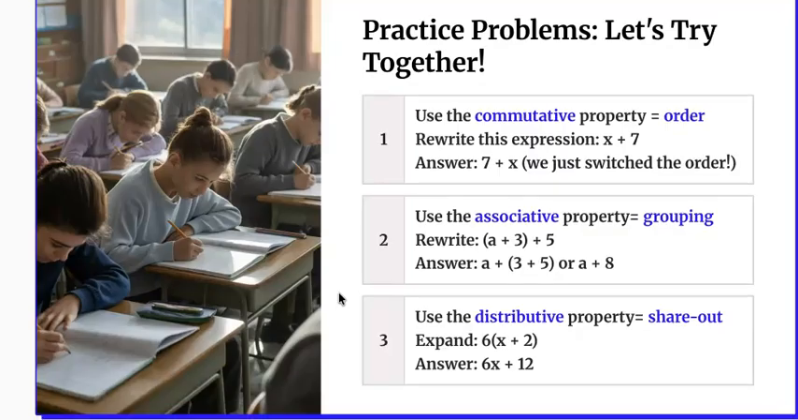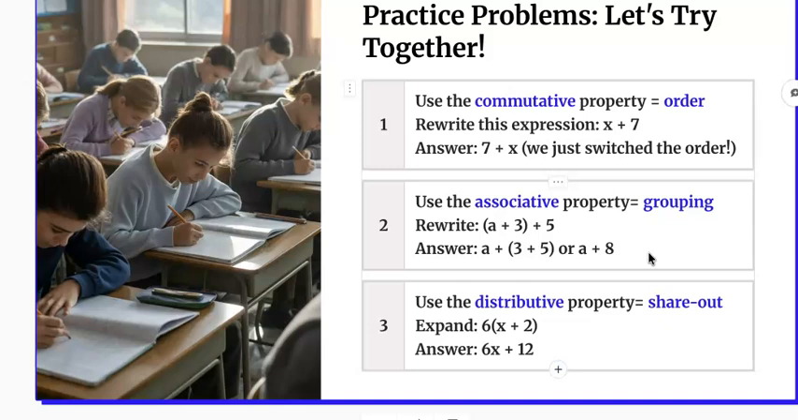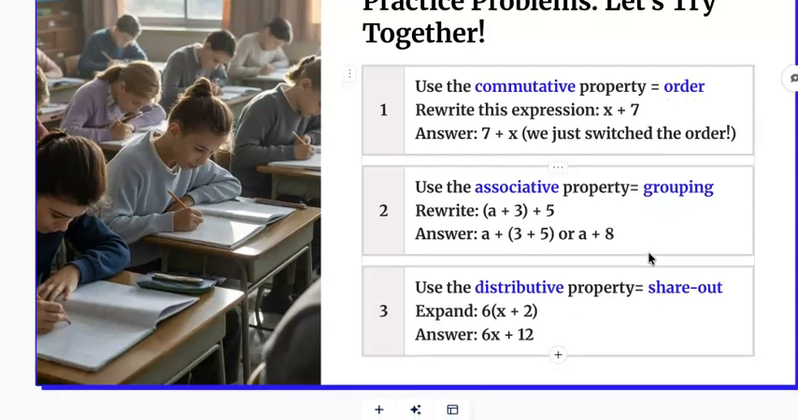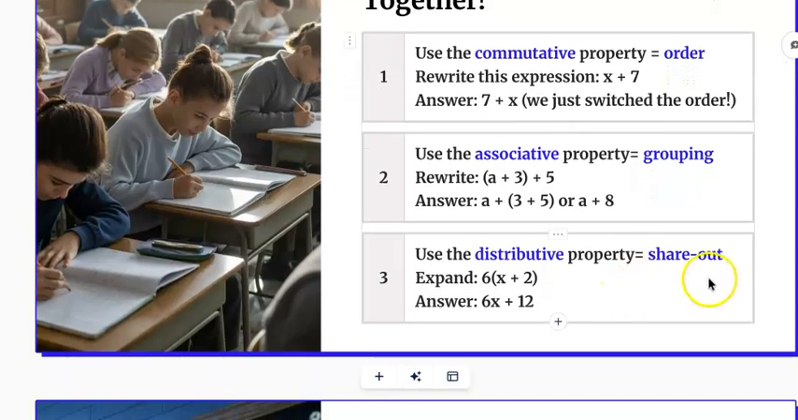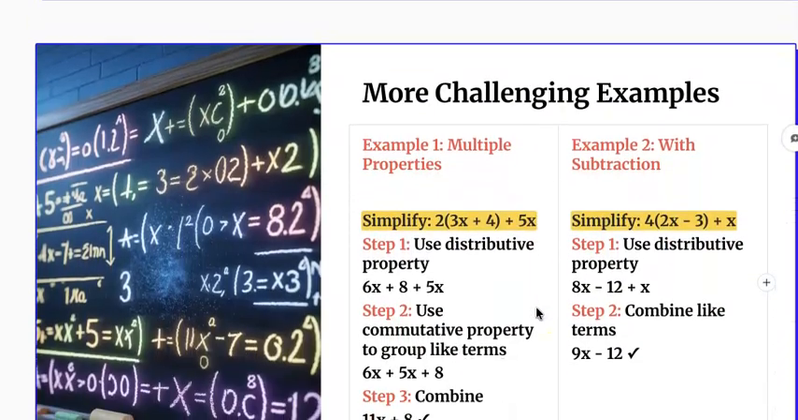So once again, quick review. Commutative means the order does not matter. You switch them with multiplication and addition, you get the same answer. Associative means grouping doesn't matter. When you're adding and multiplying, you're going to get the same answer. And distributive means to share it out. 6 times whatever's in the parentheses gives you 6x plus 12. And we are done.